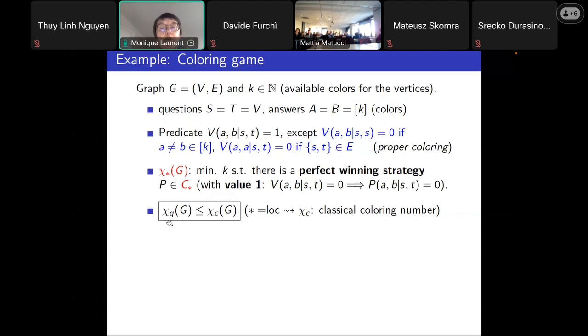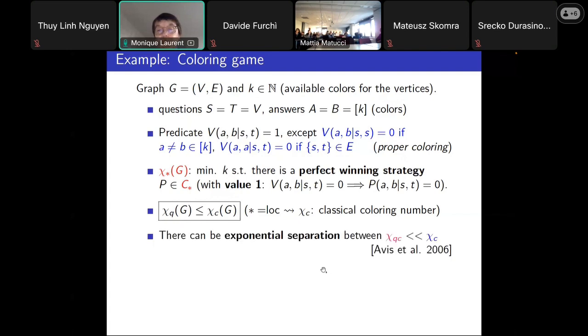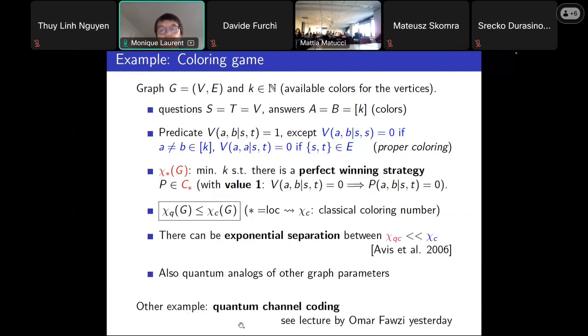So we always have this inequality. If you use quantum strategies, the coloring number can be lower. And interestingly, it can be exponentially lower. There are classes of graphs showing an exponential separation. So this really means the advantage of using quantum entanglement. This is just very roughly saying, and there is quite some literature about quantum analogs of other graph parameters. As another example, there is the quantum channel coding problem, which we saw yesterday in the lecture by Omar.